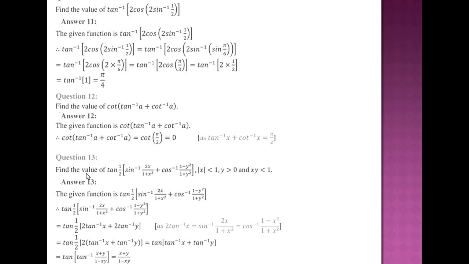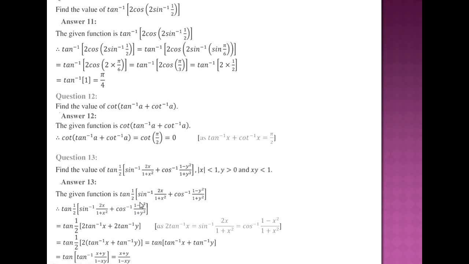Question 13. Find the value of tan half sine inverse of 2x upon 1 plus x square plus cos inverse of 1 minus y square upon 1 plus y square, and so on, right? This is the range given to you. So we are supposed to find the value. So we'll do it one by one. So sine inverse of 2x upon 1 plus x square is nothing but 2 tan inverse of x. You did that. That is a property. It is in terms of x.